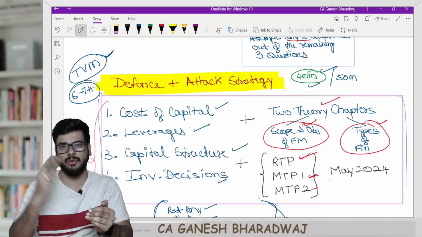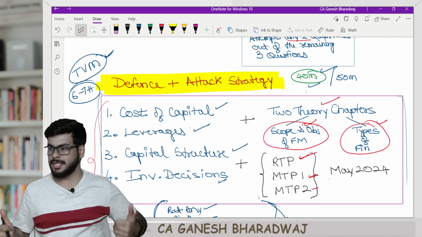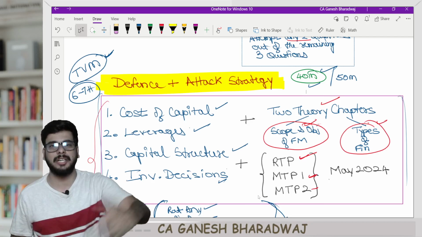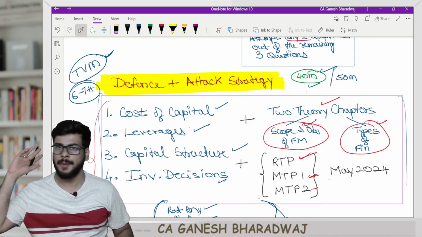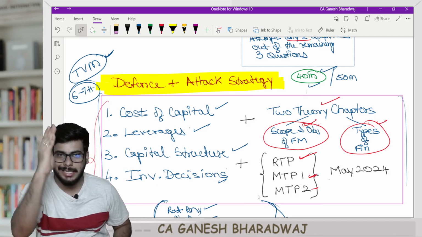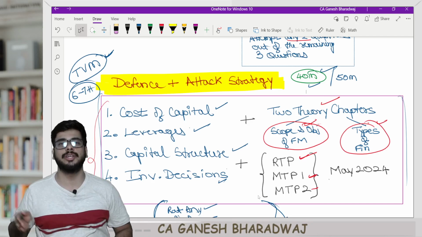The moment he scores a century, he has achieved what he wanted. Tremendous confidence will be generated, and automatically he'll swing his bat for a 6 or a 4. Even if he gets out now, it's not a problem because he's got what he wanted. Similar is the strategy that you need to follow in your exams.